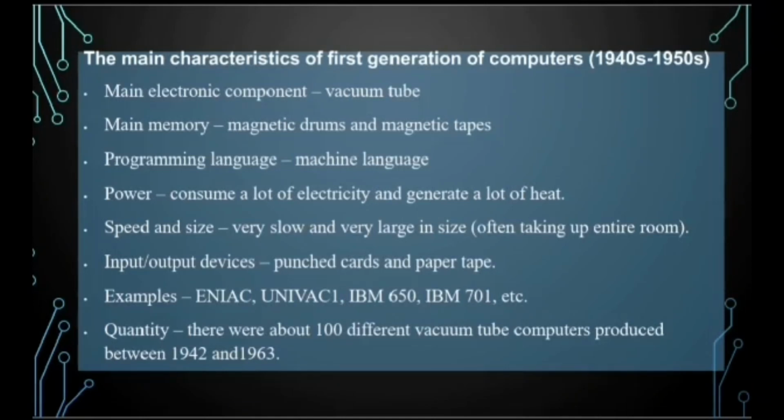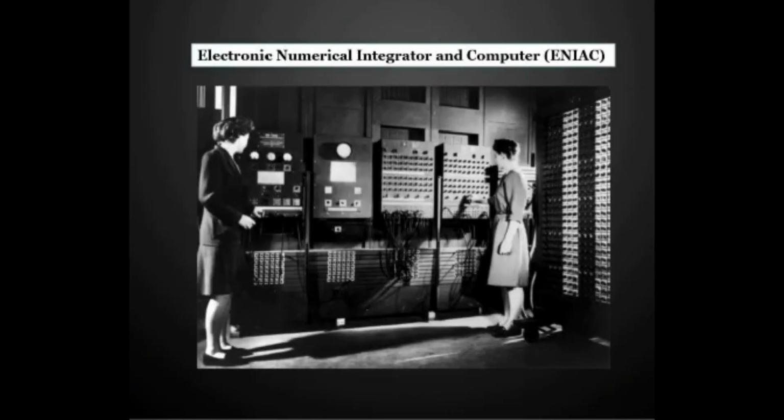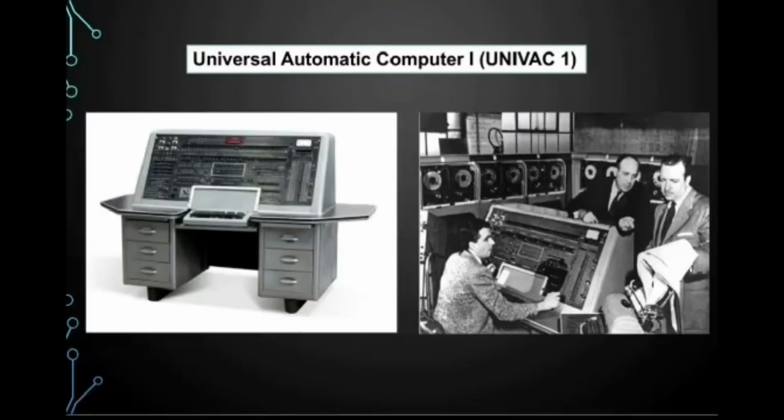An example of a first-generation computer is the Electronic Numerical Integrator and Computer. The Electronic Numerical Integrator and Computer was the first general-purpose electronic digital computer. It was developed during World War II and completed in 1945. ENIAC was enormous, taking up a room and consisting of thousands of vacuum tubes for computation. Next is the Universal Automatic Computer, or the UNIVAC 1.